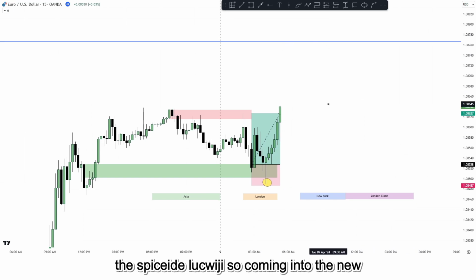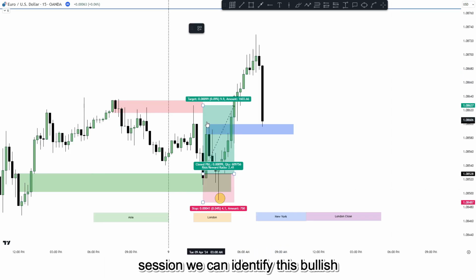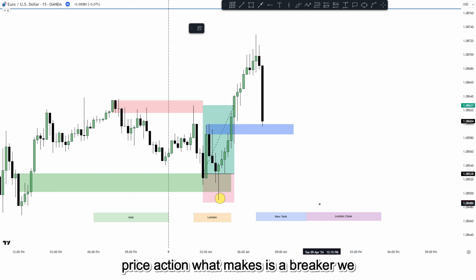So coming into the New York session, seeing that we've established that low during London, I'd want to then be confident in anticipating a retracement during New York session for that continuation to the upside until that target is then met. Coming into the New York session, we can identify this bullish breaker as a level of support to hold in price action. What makes this a breaker?